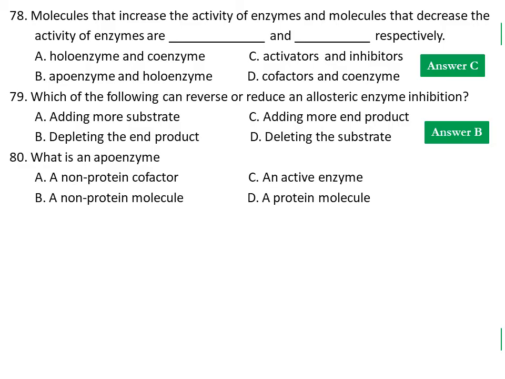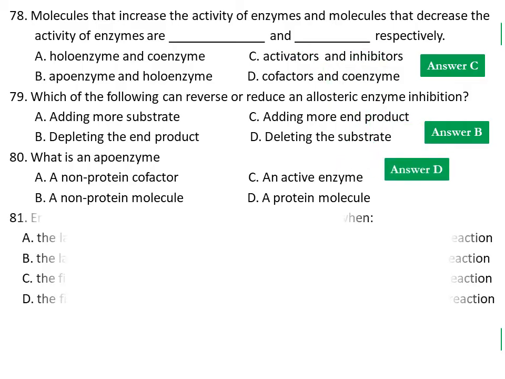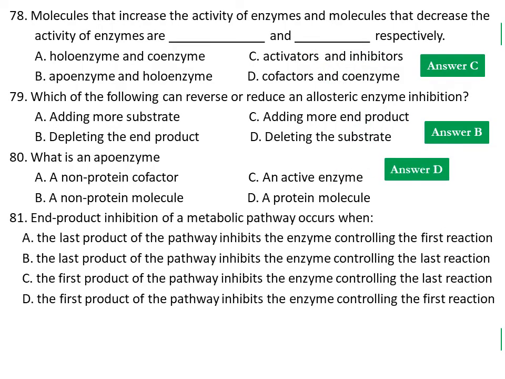Question number 80. What is an apoenzyme? A. A non-protein cofactor. B. A non-protein molecule. C. An active enzyme. D. A protein molecule. So the answer should be D. A protein molecule.